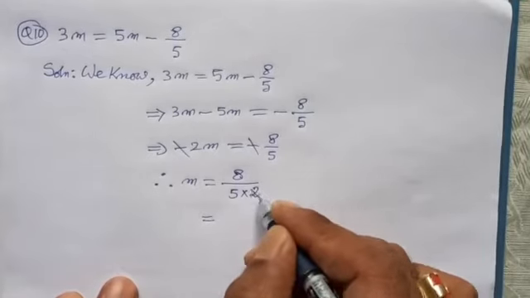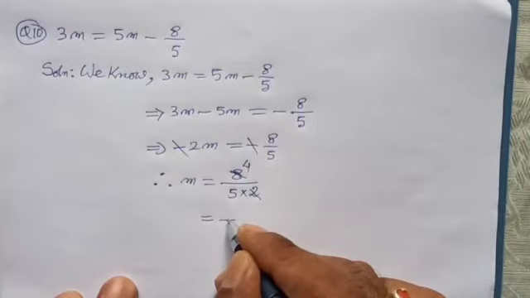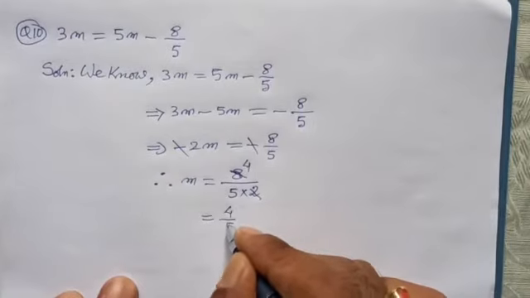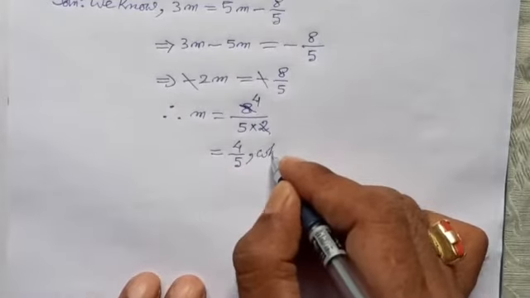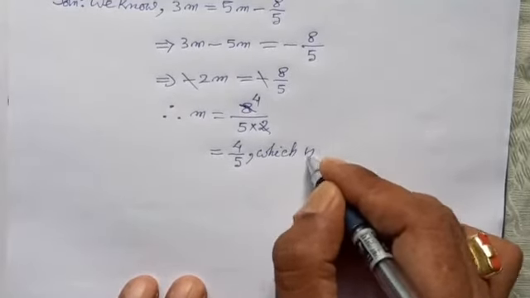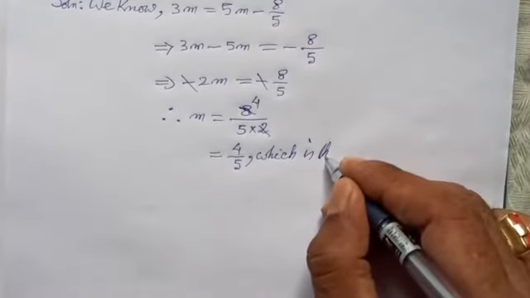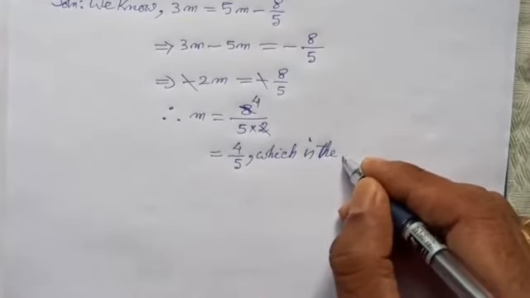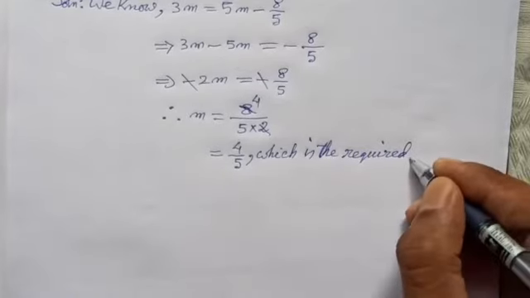This 2 can divide 8. 2 4s are 8. So we get 4 by 5. And this is the solution, which is the required solution.